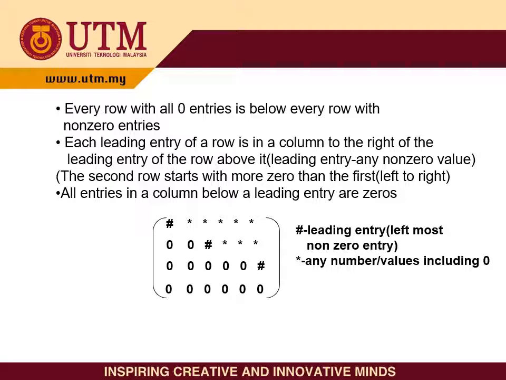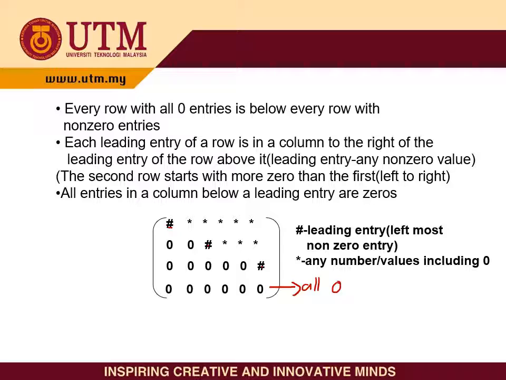As I mentioned in the previous slide, every row with all zero entries is below every row with non-zero entries. That means this one, all zero, must be at the lowest in the matrix. Each leading entry of a row is in a column to the right of the leading entry of the row above it. So leading entry is any non-zero value. If you see here in the matrices, this is the leading entry.